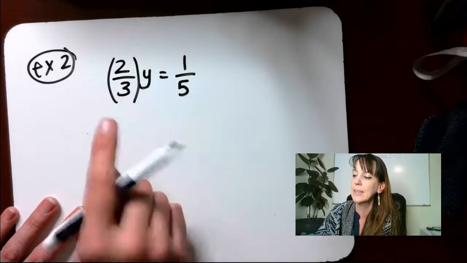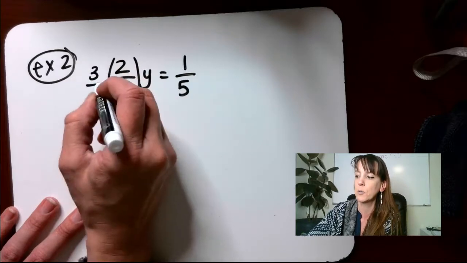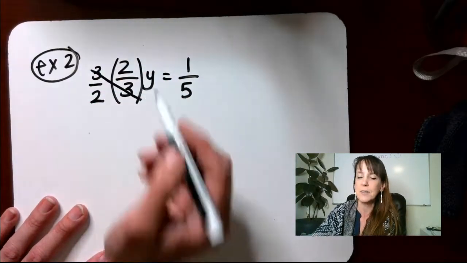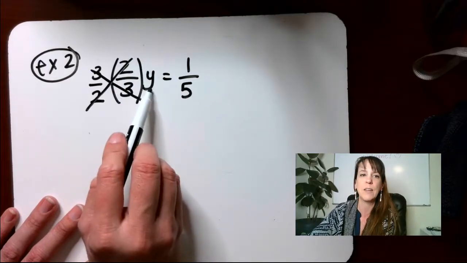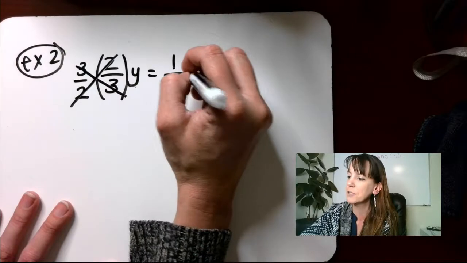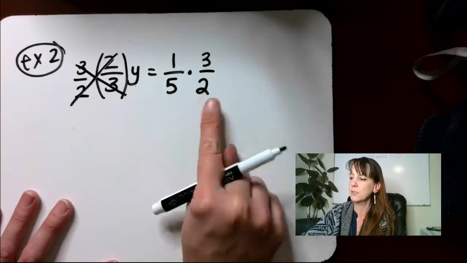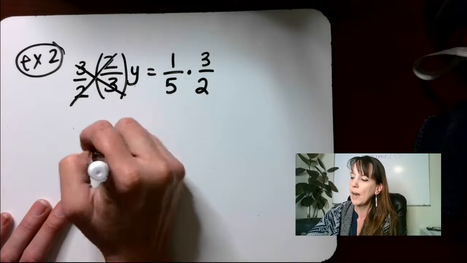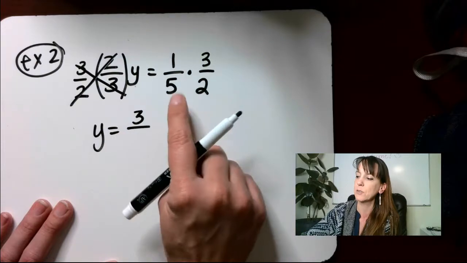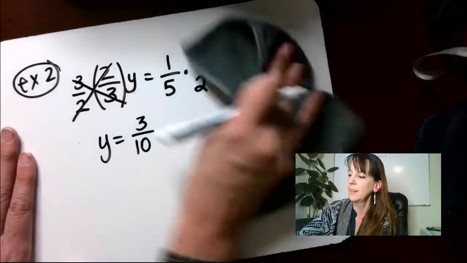And here's why. To get that y by itself, I'm going to multiply by the reciprocal here, which is 3 over 2. If I do that, these 3's cancel out, these 2's cancel out, and now I have that y by itself. But again, if I do something on one side of the equation, I have to do it on the other. Okay? So I multiplied by 3/2 here, multiplied by 3/2 here. Y equals, remember, we multiply straight across the top, so I get 3, and straight across the bottom, 5 times 2, which is 10. Okay?